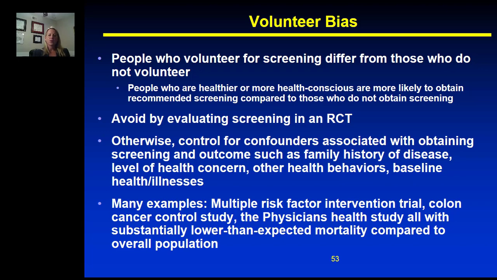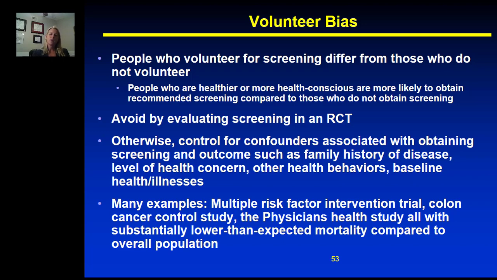And there are many examples in the literature about volunteer bias. There have been examples in a colon cancer screening study where the more healthy individuals chose to participate compared to those who were less healthy, and thus it led to an underestimate of the disease prevalence. There was another example of a physician's health study leading to substantially lower than expected mortality compared to the overall population. Again, with the idea that the persons who chose to participate in that study were a bit healthier than the overall population for whom the screening would be intended.